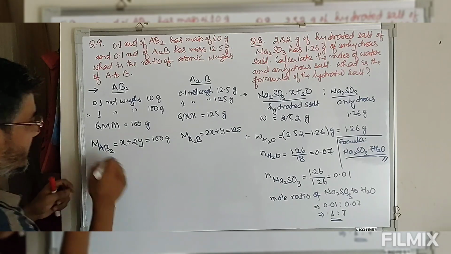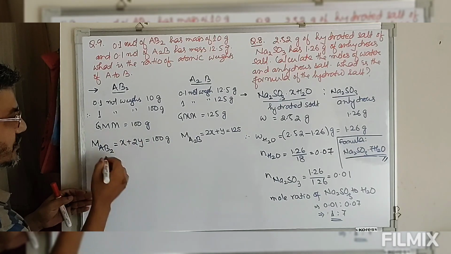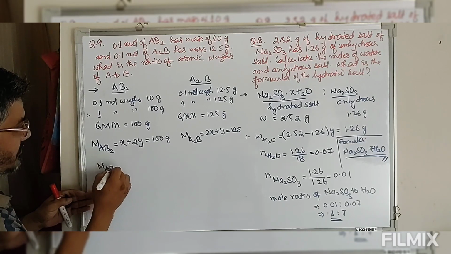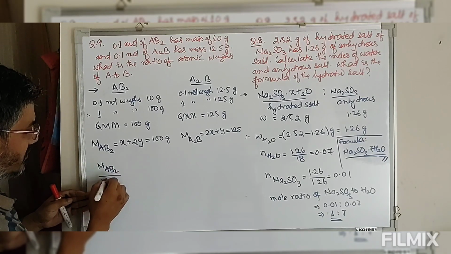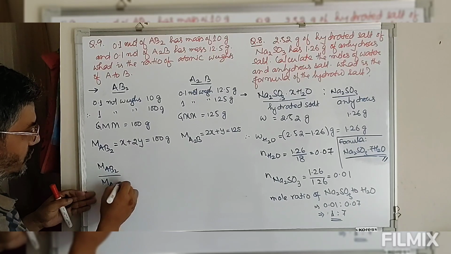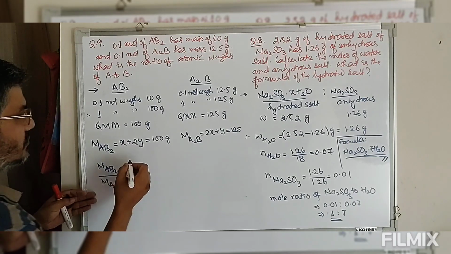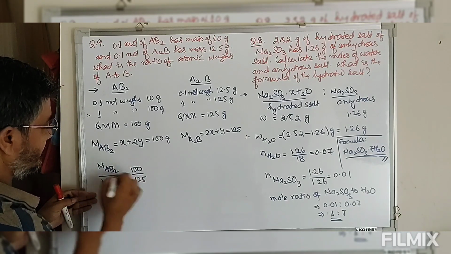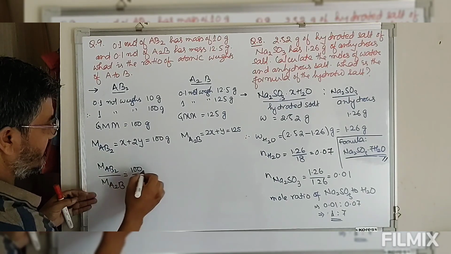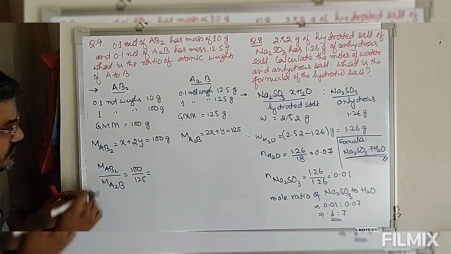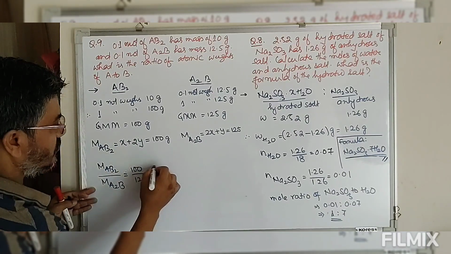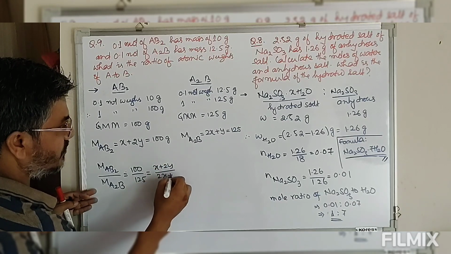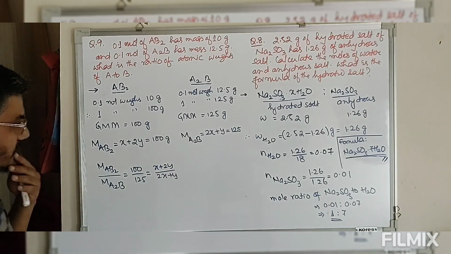Where X is the atomic mass of A, Y is the atomic mass of B. Now let's take this ratio: the molecular mass of AB2 divided by the molecular mass of A2B. So we have 100 by 125. So this value is equal to X plus 2Y divided by 2X plus Y.